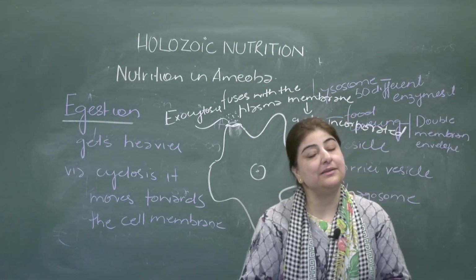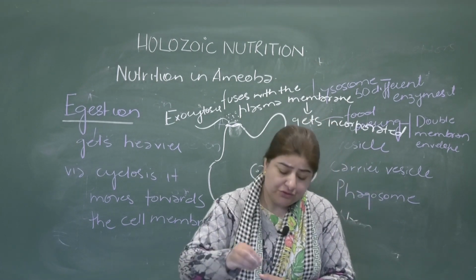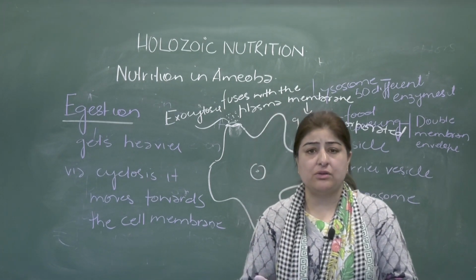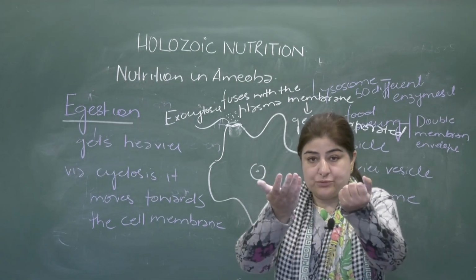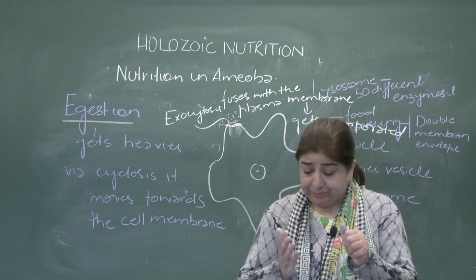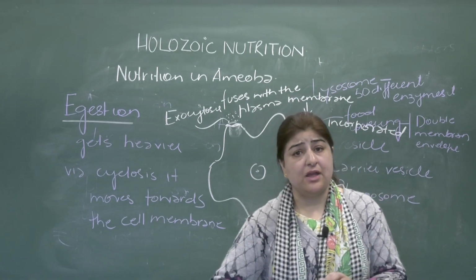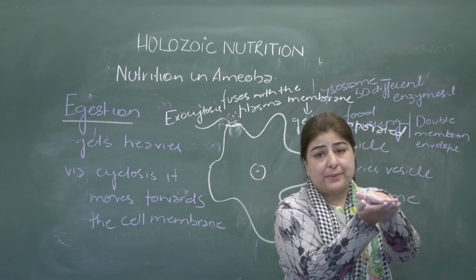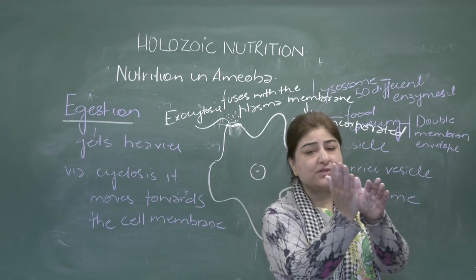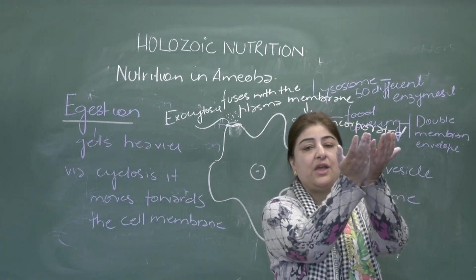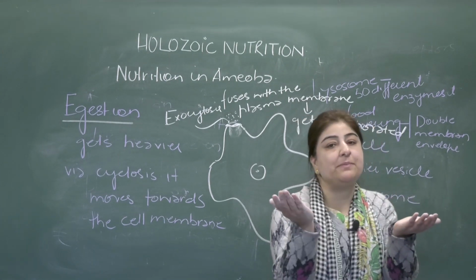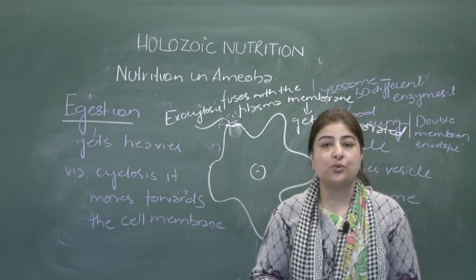Now, what happens in the last part? The leftover or undigested food present in the food vacuole gets heavier and rises up to the plasma membrane. Once it rises up to the plasma membrane, many confusions are always there. What happens? Firstly, it gets incorporated with the plasma membrane. Then it becomes part of the plasma membrane and throws the undigested food particles out, and it merges with the plasma membrane only. So this process is known as egestion.